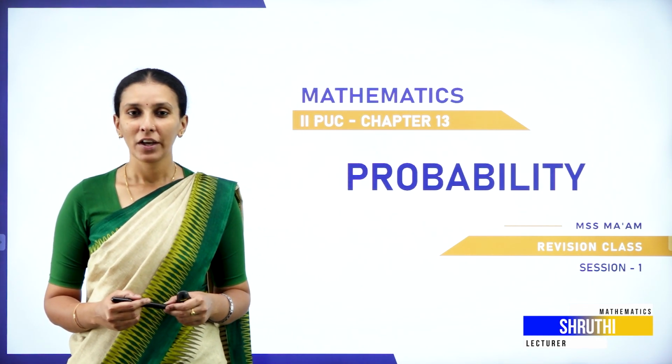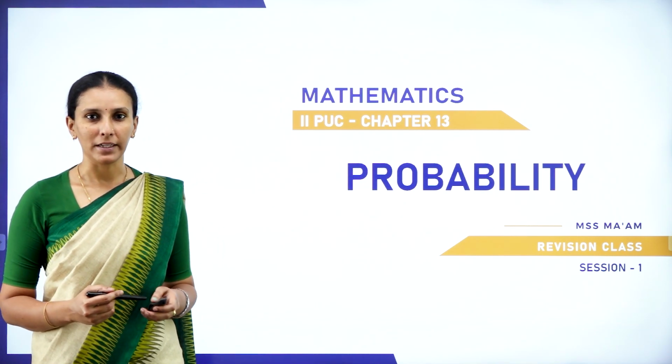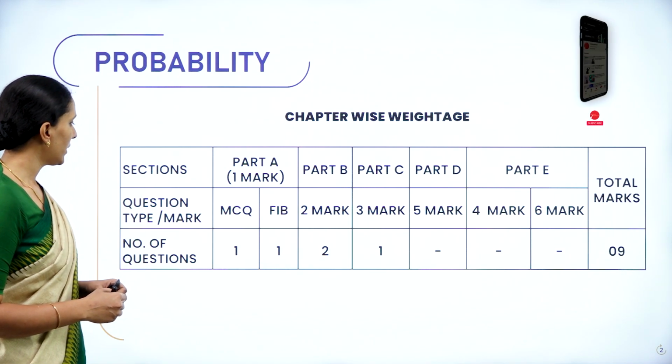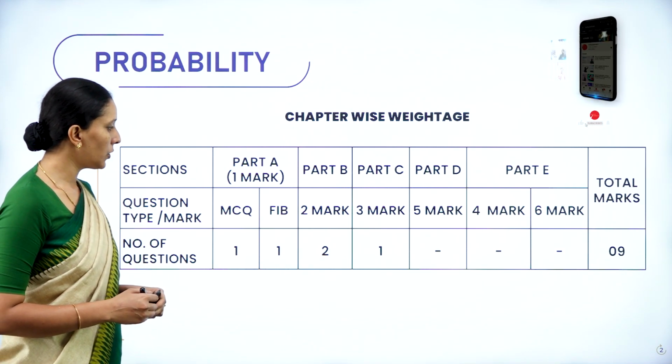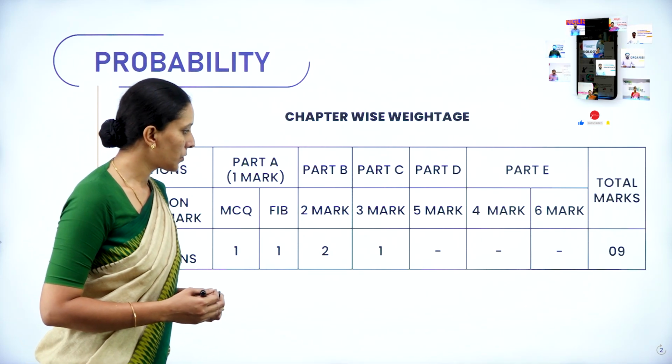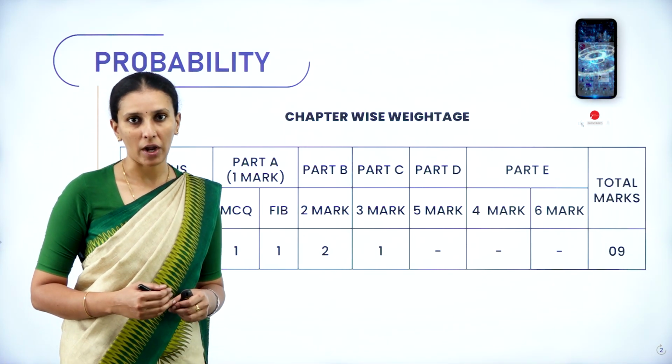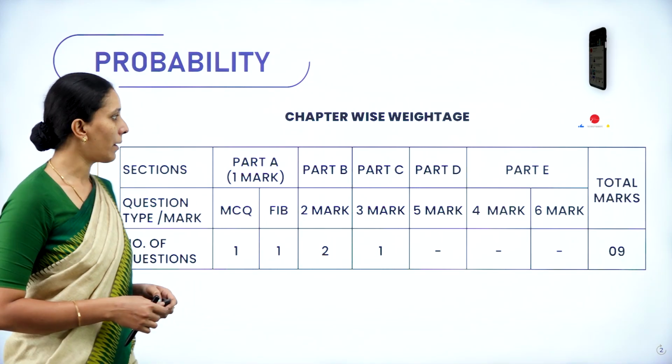Here in this session, we are revising the chapter probability. So let's see the weightage of content in this chapter. In this chapter, you will be having one MCQ, one fill in the blank, 2 marks 2 questions and 3 marks 1 question. So overall you can expect 9 marks from this chapter. Let's take a few objective type questions.